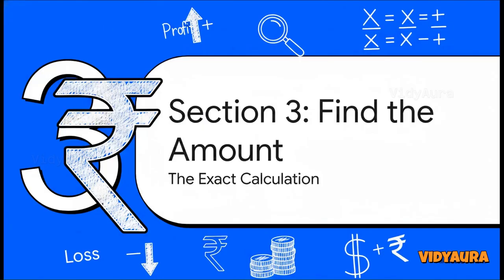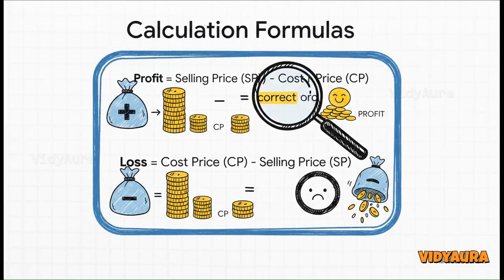Knowing if you made a profit or loss is step one, but we're in math class, right? We need the exact numbers. So how do we calculate precisely how many rupees you gained or lost? Time to look at the formulas. Now listen up, because this is where a lot of students get tripped up. The formulas are just simple subtraction, but the order is everything. For profit, you take the bigger number, the selling price, and subtract the cost price. But for loss, you flip it. You take the cost price and subtract the selling price. So always ask yourself first, is it a profit or a loss? That'll tell you which number to put first.